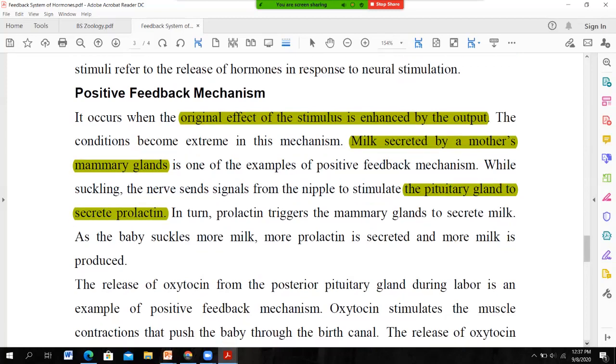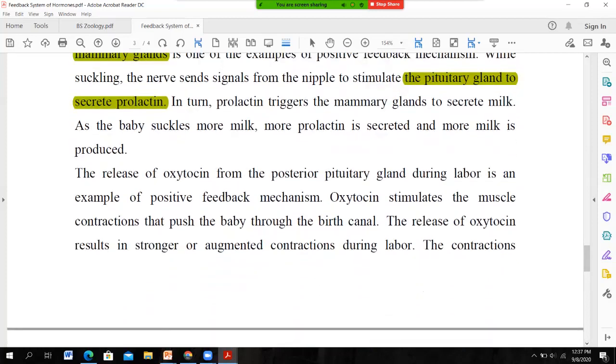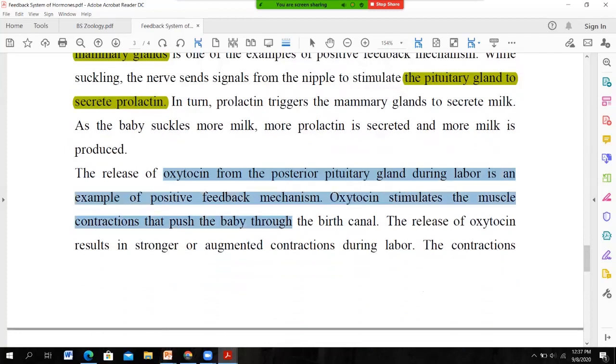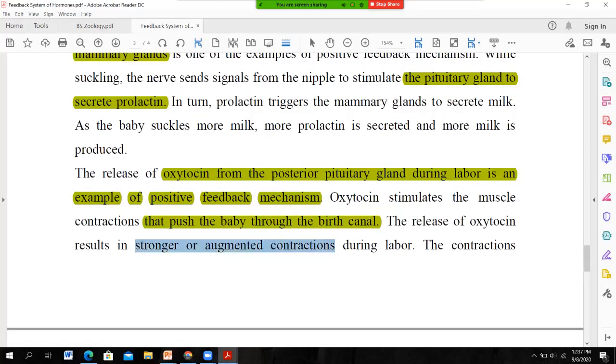Another example is the release of oxytocin during parturition, or labor, which is an example of a positive feedback mechanism, because oxytocin stimulates the muscle contractions that push the baby through the birth canal. The release of oxytocin results in stronger, augmented contractions during labor. So here again the outcome is enhanced.